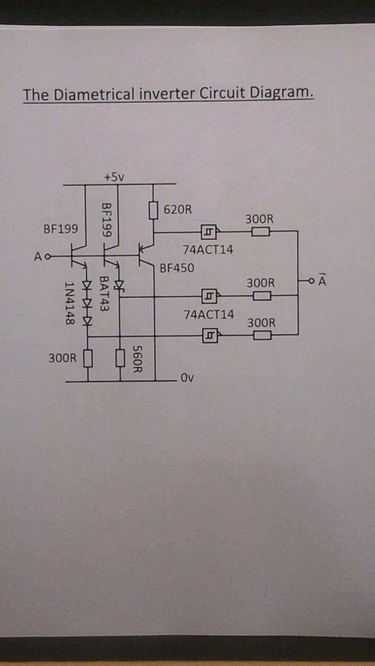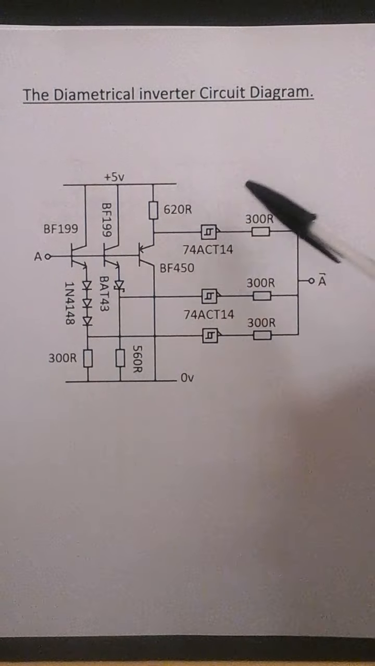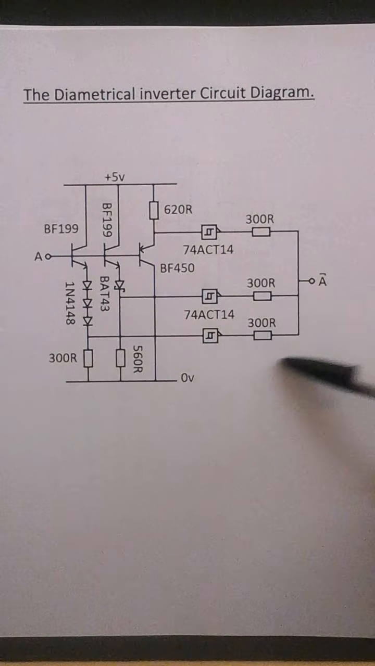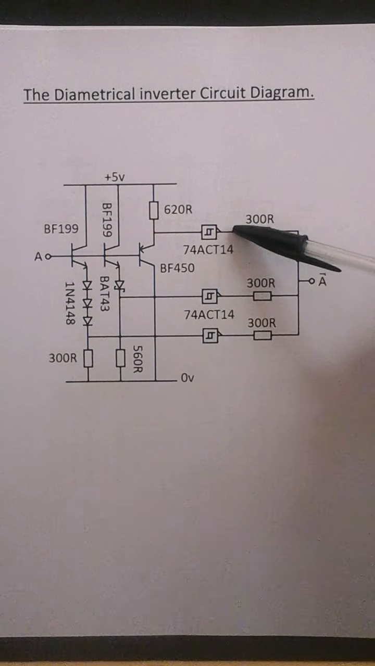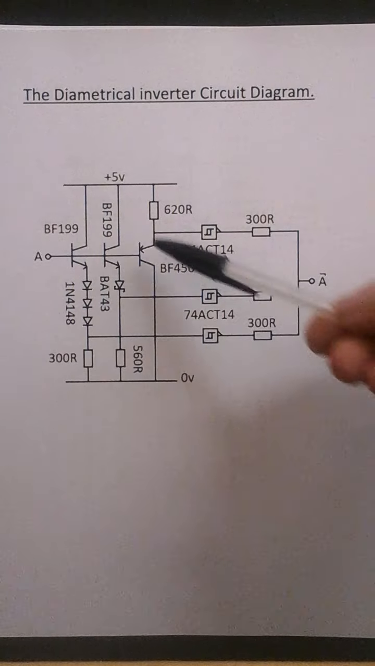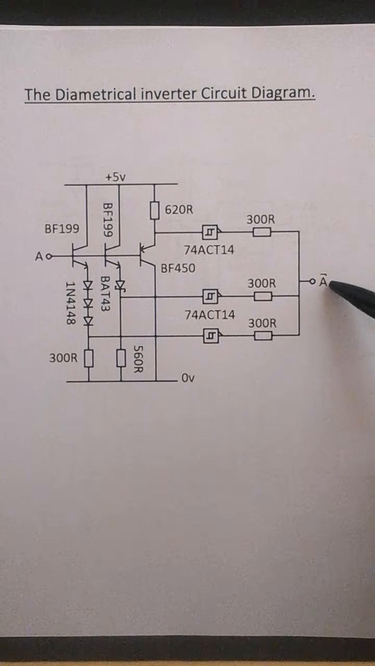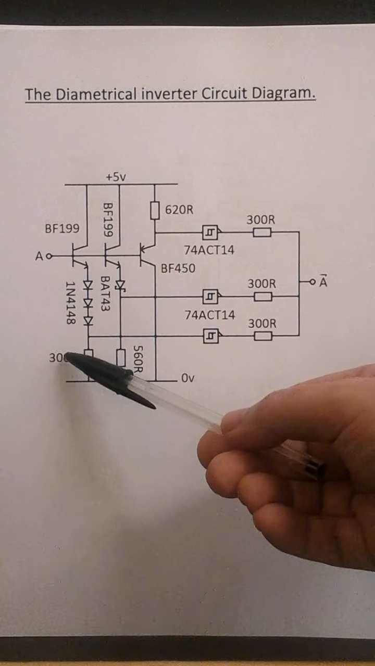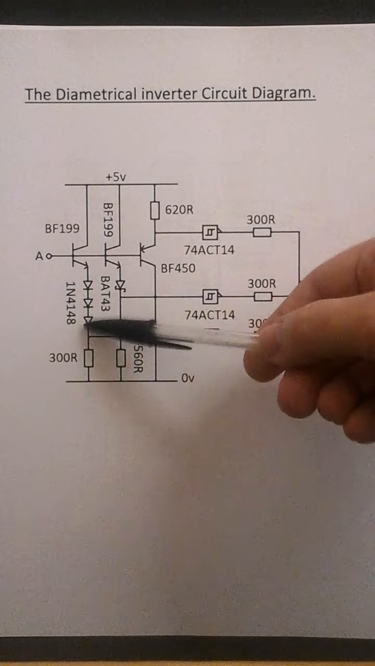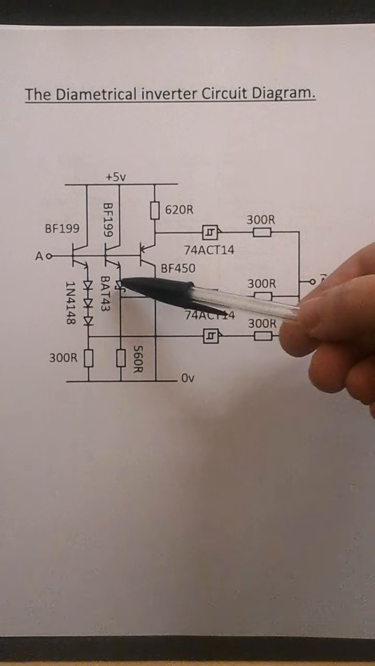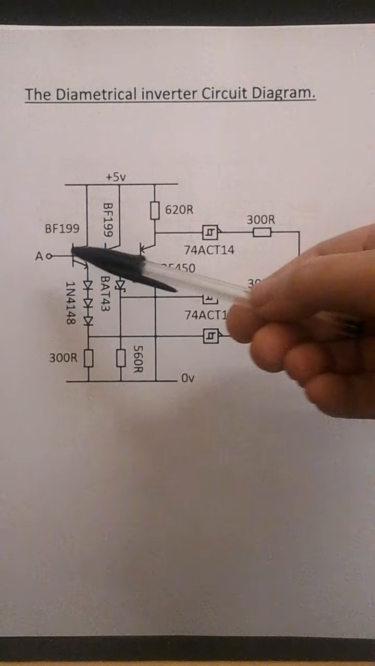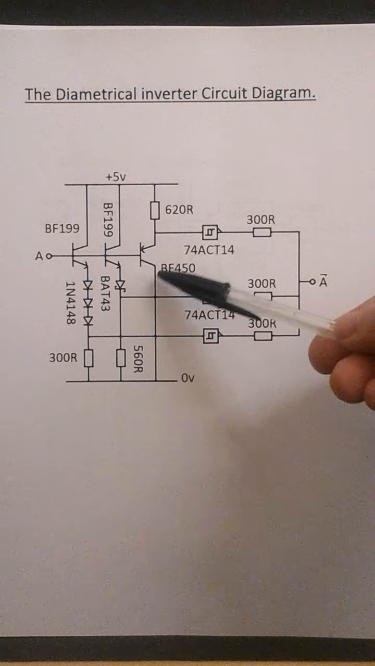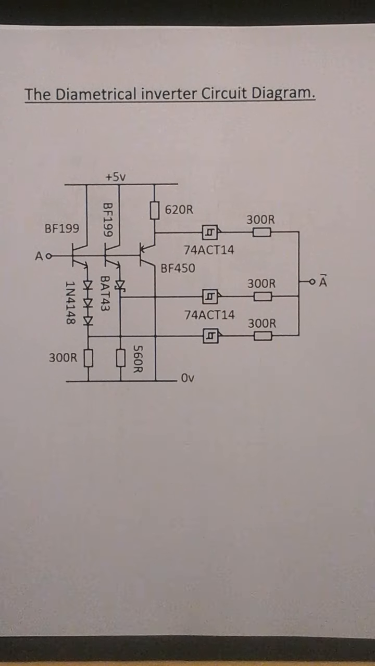So this is the circuit diagram for the diametrical inverter circuit. Here we have the 300 ohm resistor network, resistor network A. This is not A1, this is not A2, this is not A3. This is the input, this is the output, not A. And these are 500 ohm resistors and 300 ohm resistors. These are silicon diodes 1N4148, and that's a BAT43 Schottky diode. These NPN transistors are BF199s, and this NPN transistor is a BF450.